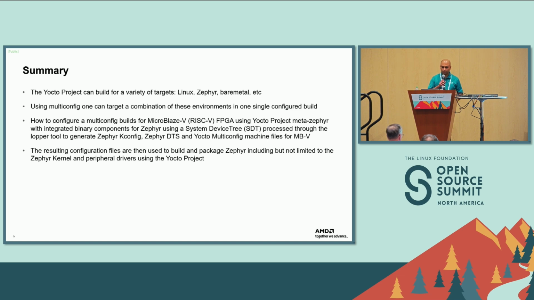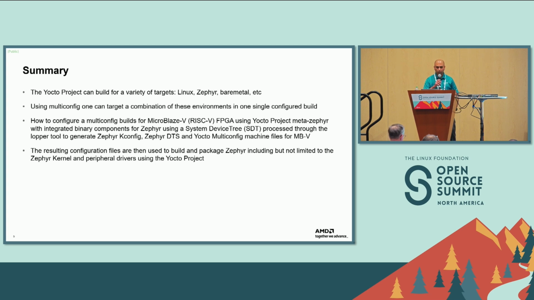So in today's talk, we are covering three open source components: RISC-V, Yocto project, and Zephyr. Basically, with the Yocto project you can build a custom Linux distribution, but not just for Linux. You can do it for baremetal and the Zephyr RTOS as well. Also, the Yocto project can be configured not just for a single build system. You can configure a multi-target build system using something called multiconfig.